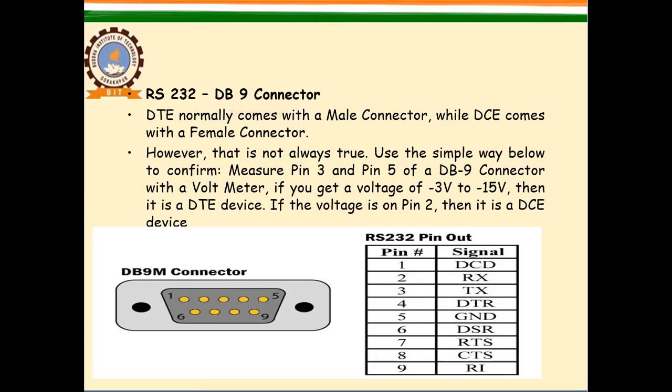DTE normally comes with a male connector, while DCE comes with a female. However, that is not always true. Use the simple way below to confirm. There is a voltage on the third pin and fifth pin of the DB9 connector. If you get a voltage of -3 to -15 volts, then it is a DTE device. And if the voltage is on pin 2, then it is a DCE device. So you can easily check the connector type by just measuring the voltage at pin number 3 and 5 and pin number 2.